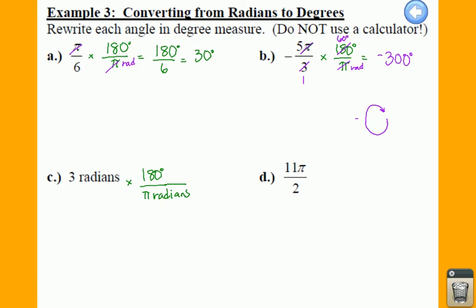So when you cancel these labels, radians cancels here, and you're going to get 540 degrees over pi. And what you can do is simplify that a little bit. If you get 540 divided by pi, so you're dividing by about 3.14, if you plug that into your calculator, that should give you about 172 degrees, if you round it. So 172 degrees.